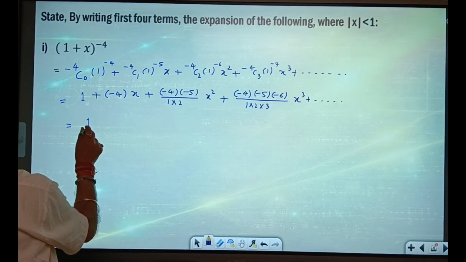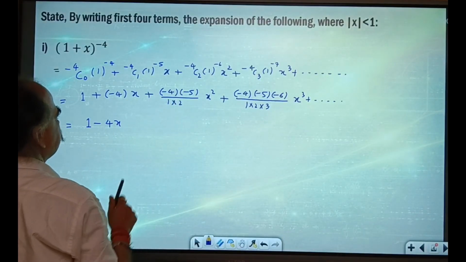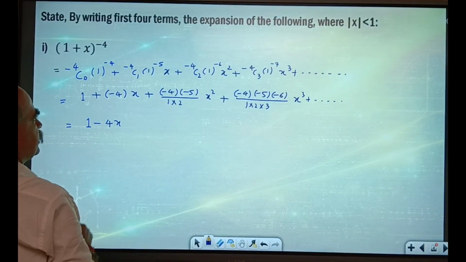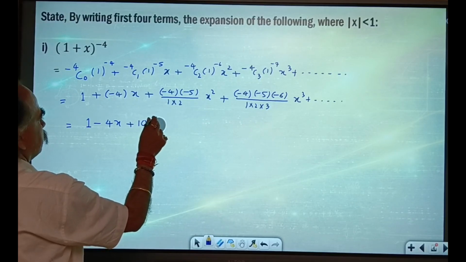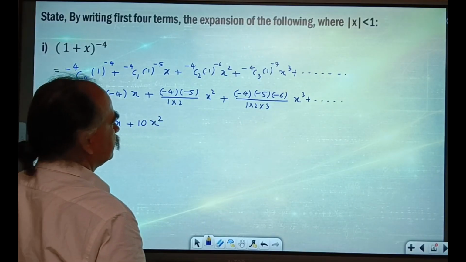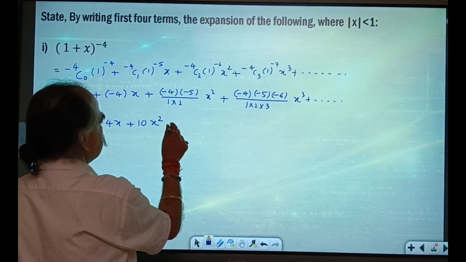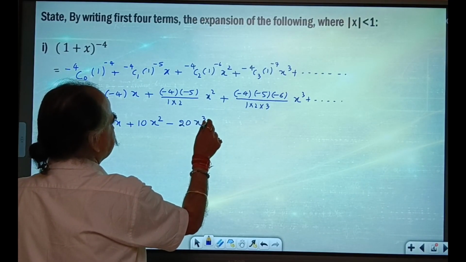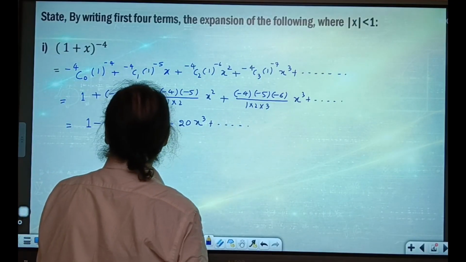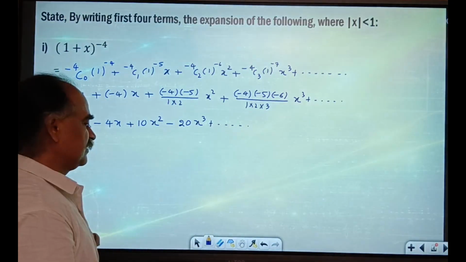1 minus 4x, minus into minus plus 20 upon 2 is what? 10 x square. 2 3 or 6 will get cancelled. Minus 20 x cube and so on is the answer. This will give you infinite series.